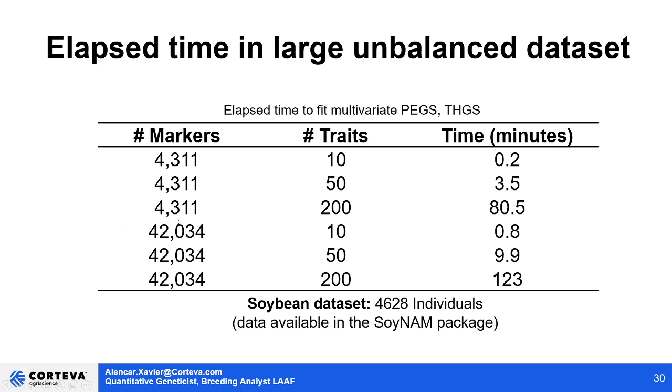And notice that even if the number of markers is really high, 10 traits is still under a minute, 50 traits, roughly 10 minutes. And then with 200 traits, it took 80 minutes, so a little over an hour. And with 200 traits and a large number of markers, it took 2 hours. Still, that number of traits and markers would be rather inconceivable to run with a REML solver.